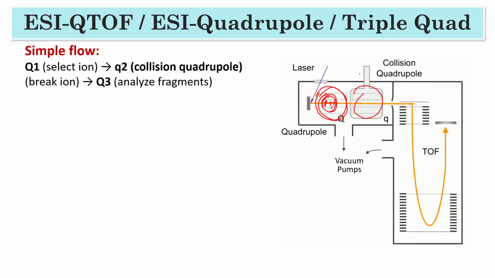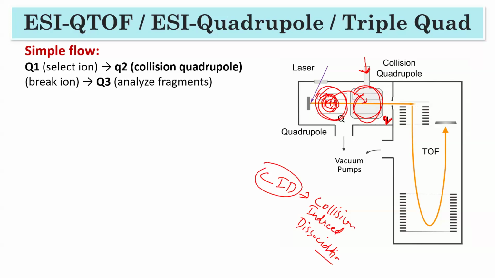But in this case, we are passing some gas. So what will happen when the molecular ion comes to this collision cell, which is a smaller q? It will be fragmented. That's why this is called CID. CID means collision induced dissociation. There are actually a variety of different names, so let's focus on one. We call this a CID chamber.